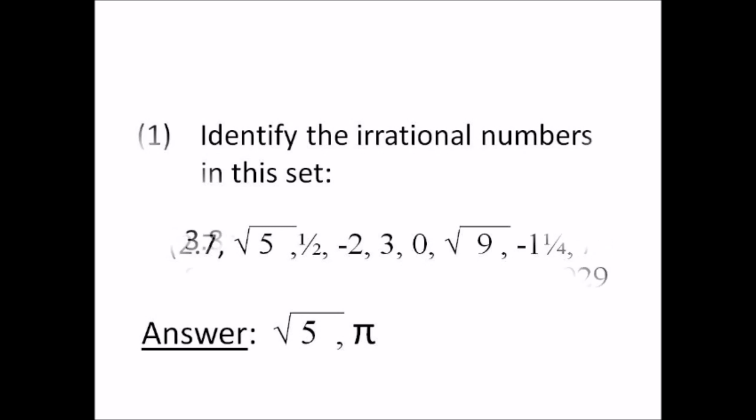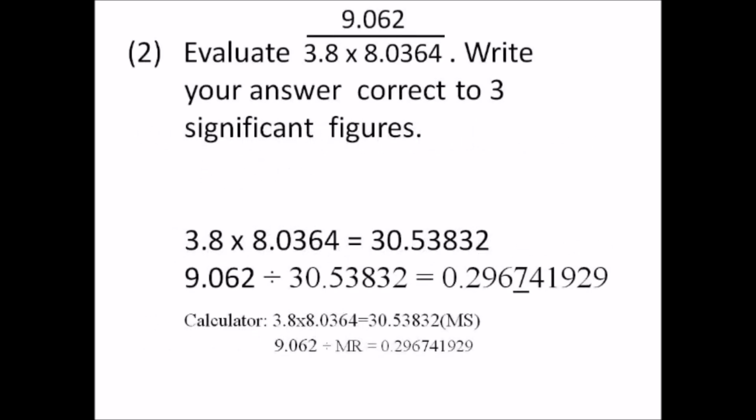Number 2. Use a calculator, and you have to work this out. And once you use a calculator, multiply the numbers on the bottom, 3.8 times 8.0364, and then divide 9.062 by that answer. You can use your calculator and put the bottom number answer you get in memory, and then divide 9.062 by the memory, and you can work it using the calculator just like that, without even writing any of the numbers.